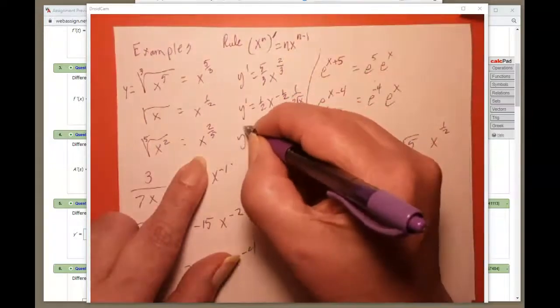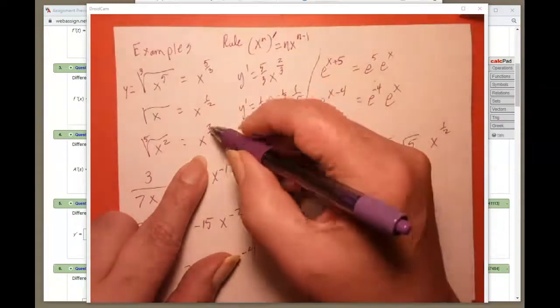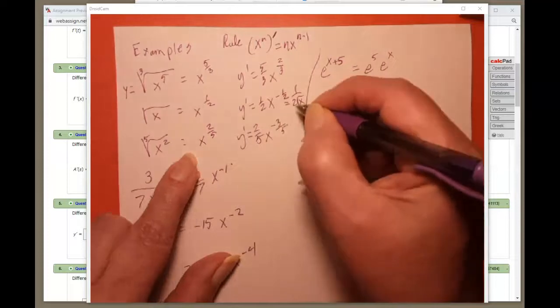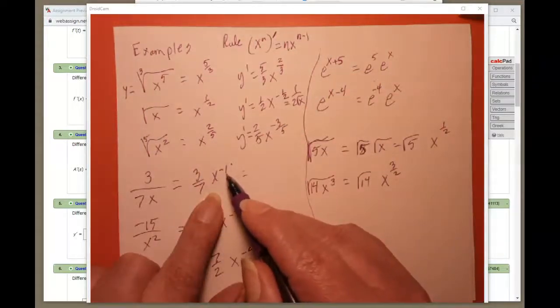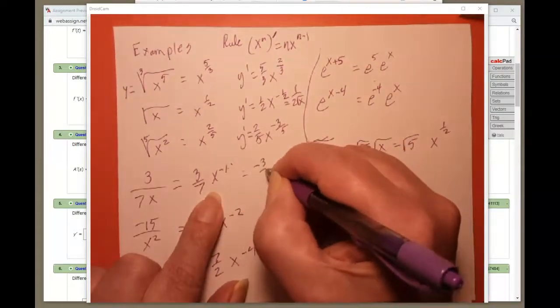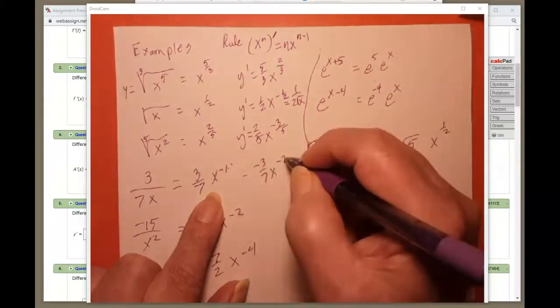For the next one, we have y prime is equal to 2/5 x to the negative, and we're going to do 2 minus 5, which gives me negative 3/5. This is 3/7 times this, so we'll have 3/7 times negative 1, which gives me negative 3/7 x to the negative 2. Negative 1 minus 2 gives me negative 2.